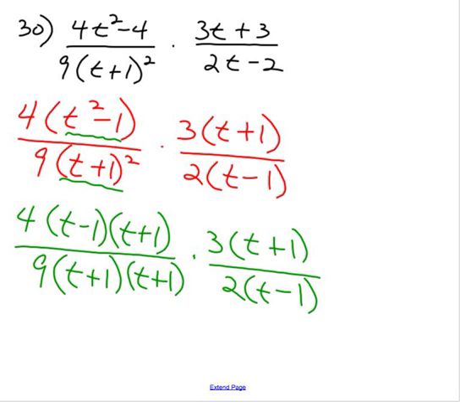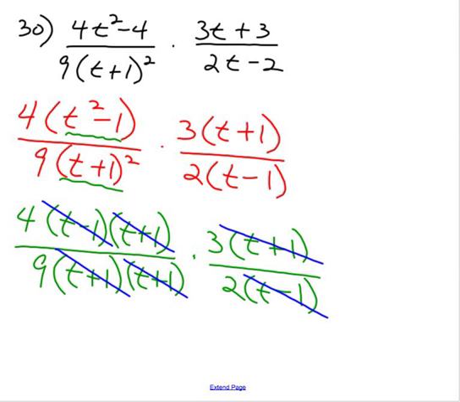Now that everything is factored and expanded as much as possible, I will cancel anything that can cancel. I have a t plus 1 in a numerator and t plus 1 in the denominator. I have a t minus 1 in my numerator and a t minus 1 in my denominator. A t plus 1 in my numerator, t plus 1 in my denominator. Everything is canceled except my numbers.